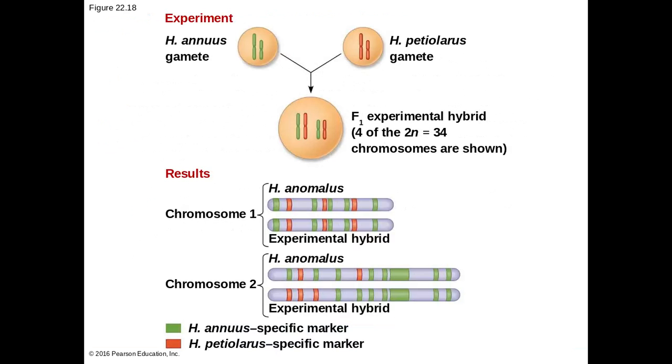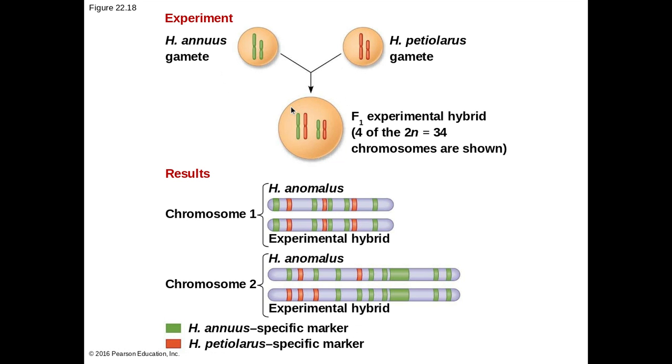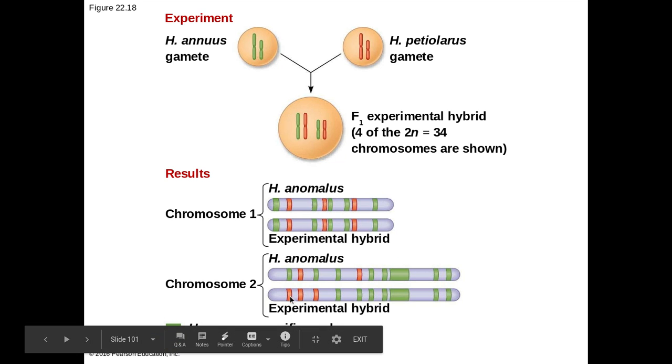And then here you can see the sunflower genes. Here are two different gametes, two different parents, and this sunflower was a hybrid of those two parents. You can see the experimental hybrid compared to H. anomalus, which was the hybrid they see in nature. On chromosome 1, they're exactly the same genetically, but on chromosome 2, we have just a few differences here, here, and here.